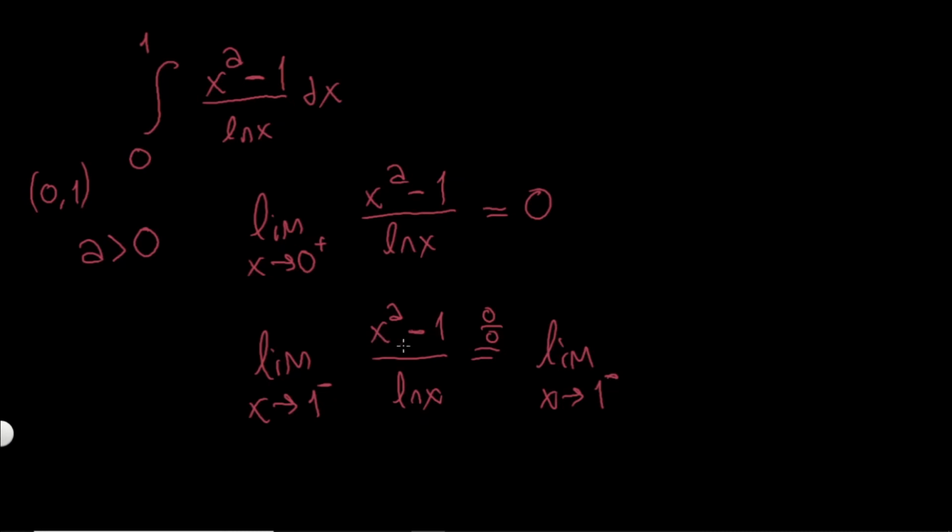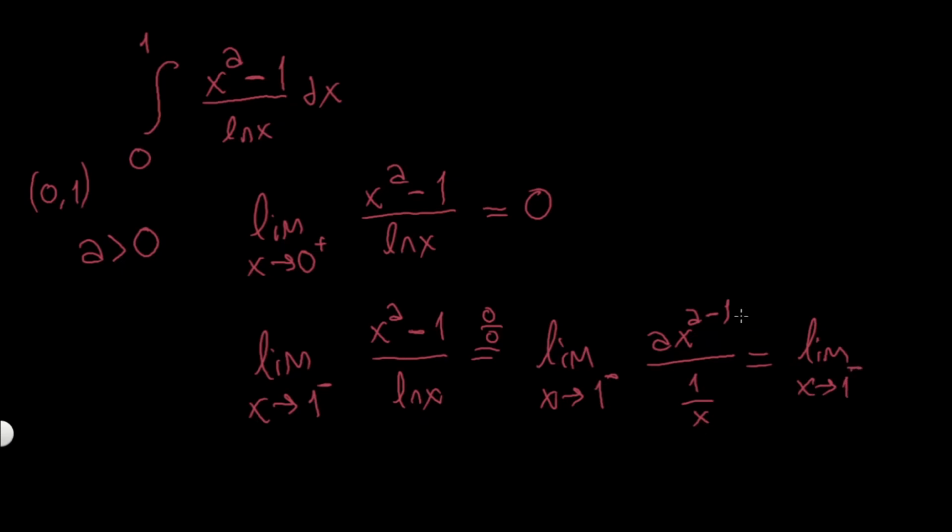So I'm just taking the derivative of the top side. a is just a constant, so it will be a times x to the a minus 1 by the power rule, over, if I take the derivative of ln x, 1 over x. So I can throw this x on the top side. So this will be the limit as x goes to 1 from left of a times x to the a, and if I put x is equal to 1, this will be just a. So what this says is that there is no problem on the left side because this limit goes to a finite value.